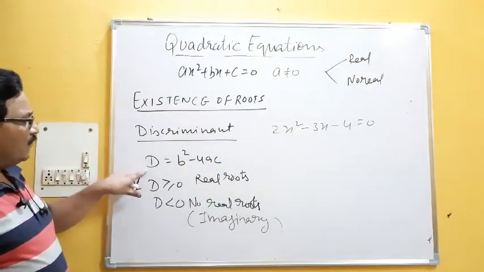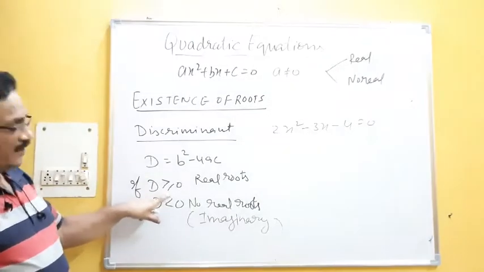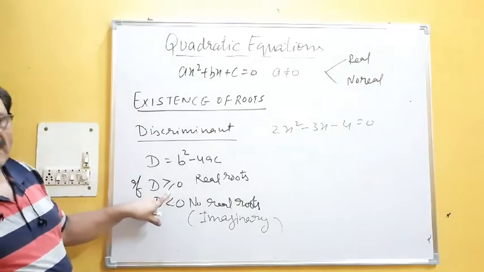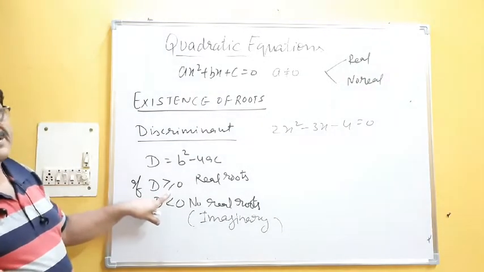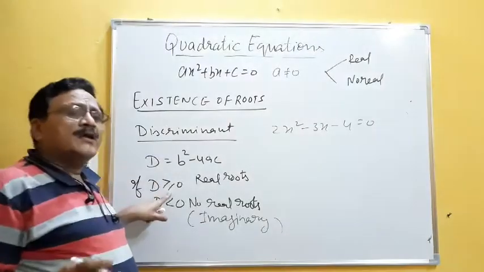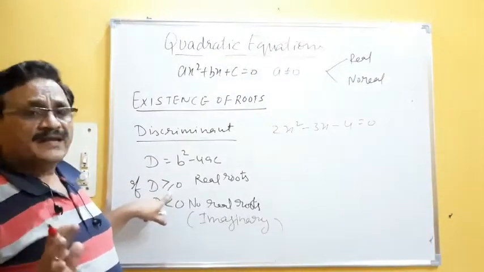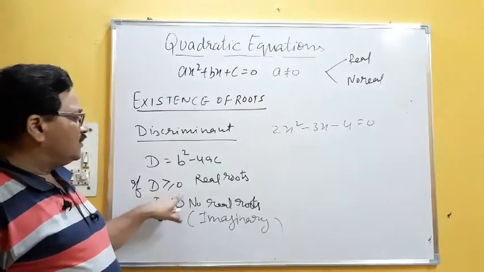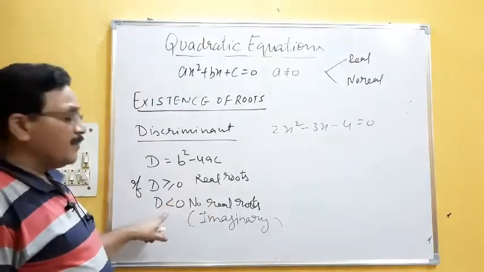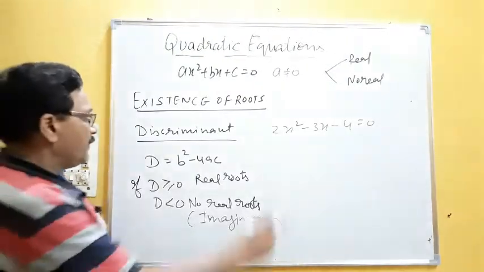If the value of the discriminant D is greater than or equal to 0, that is, if the result is any positive real number after 0, it is not always 5 or under root 5, it may be 2.5, it may be 1 upon under root 2, but it should be a real number, then D greater than 0 means real roots. If it is less than 0, then no real roots. How? I will describe.